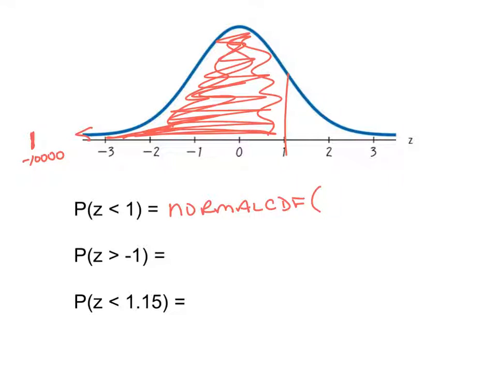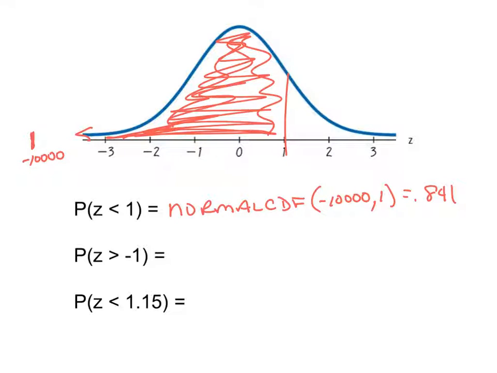So -10,000 is negative infinity as far as we're concerned. Then my rightmost value is 1. So if I do my normal CDF, I've got to do -10,000 and then 1. And I get a probability of 0.841.